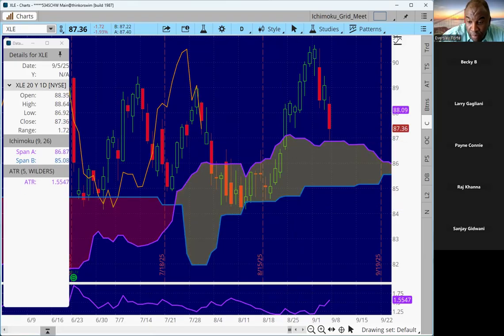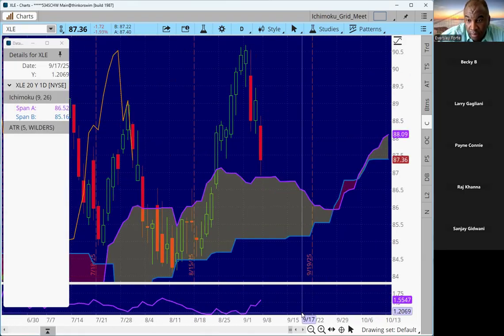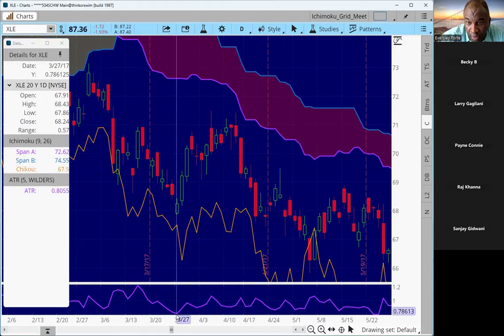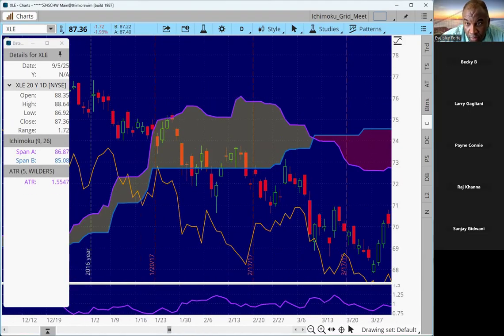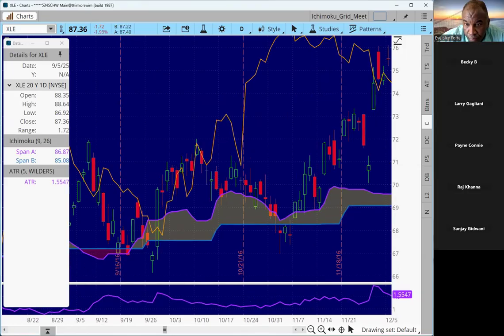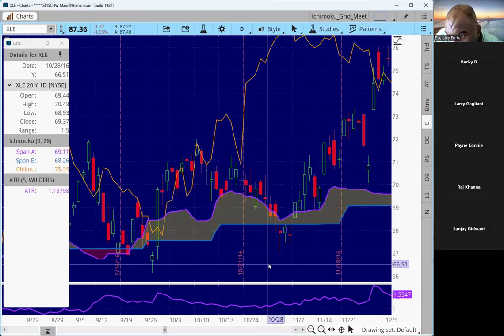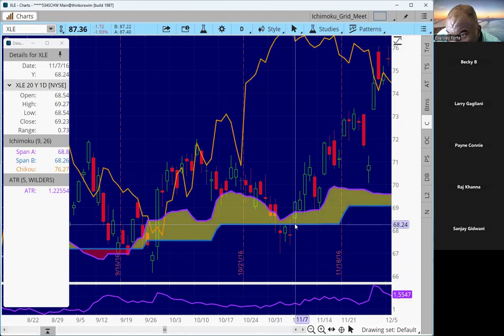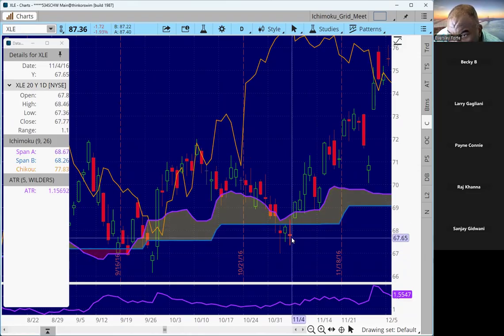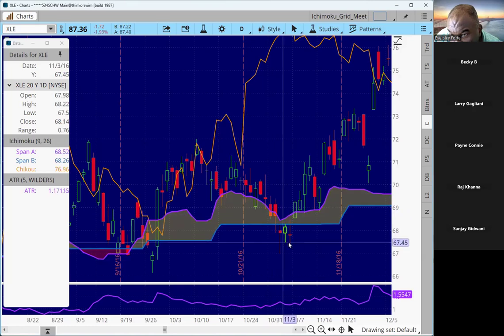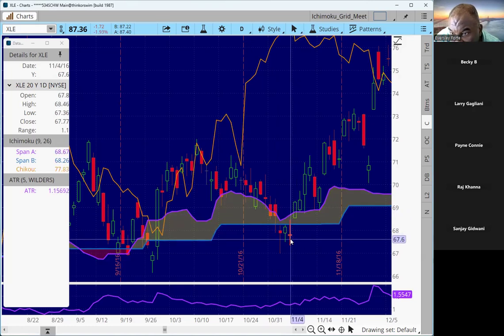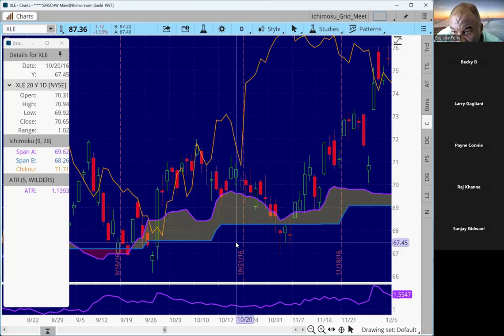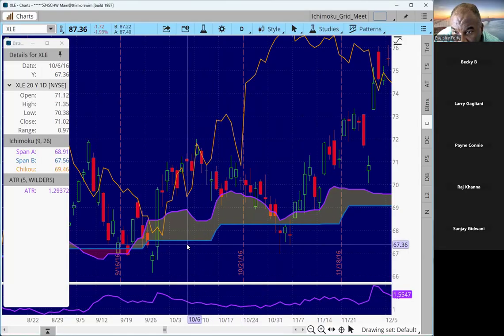If I scroll back, I can scroll back to any place I want and stop. Okay, I'm going to go to the long side. Close above the Kumo. Multiple closes below the upper Chiku. And I count back 1, 2, 3, 4, 5, 6, 7, 8, 9, 10, 11, 12, 13, 14, 15, 16, 17, 18, 19, 20, 21, 22, 23, 24, 25, 26.